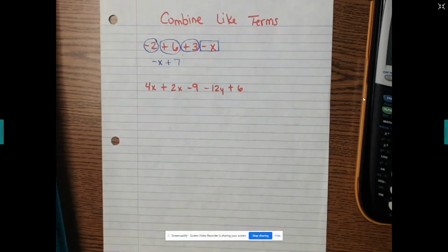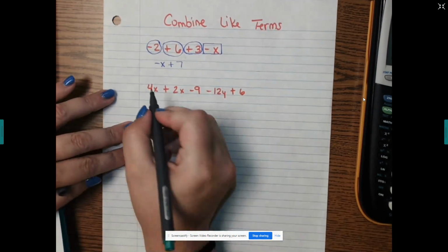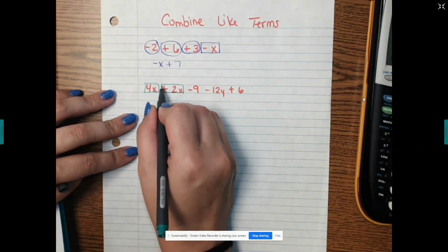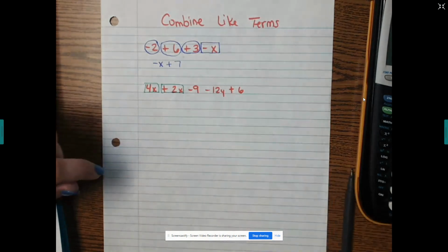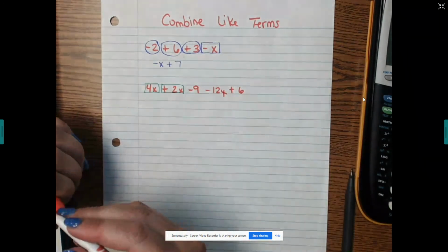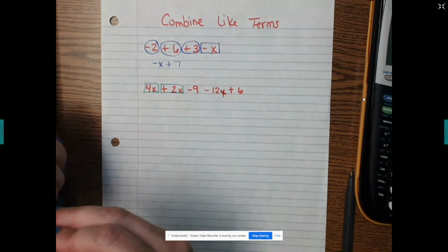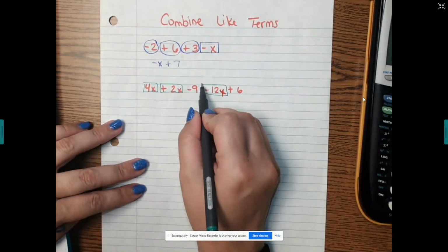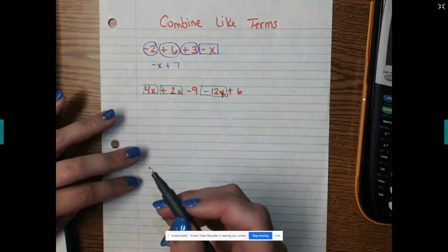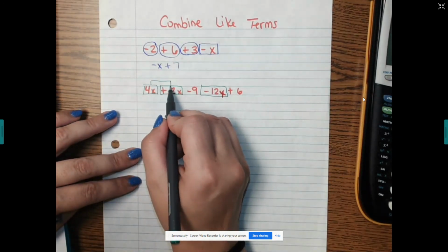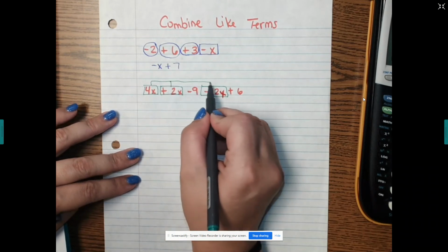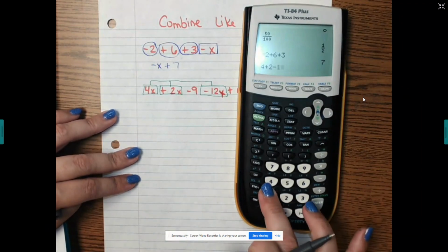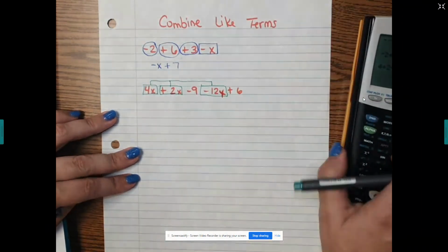I'm going to use a different color so we don't mix up. First I get my x's. So I have a 4 plus 2. Oops, I didn't mean to do a y. Sorry, I don't want to overwhelm you. I'm going to change that to an x. That was my bad, sorry. I'm going to take that minus sign with it because it belongs to it. So now you have 4 plus 2 minus 12. 4 plus 2 minus 12 equals negative 6x.